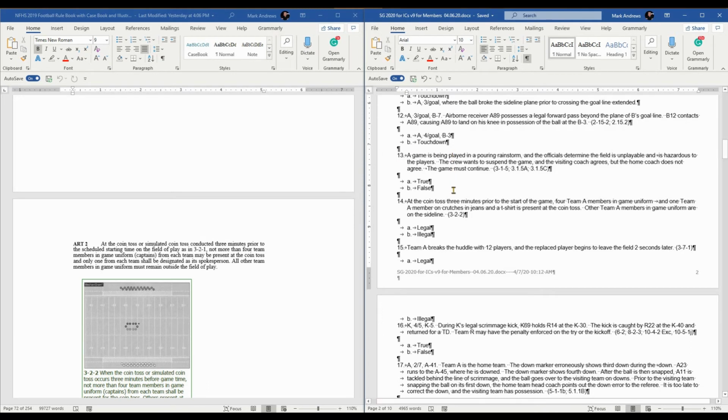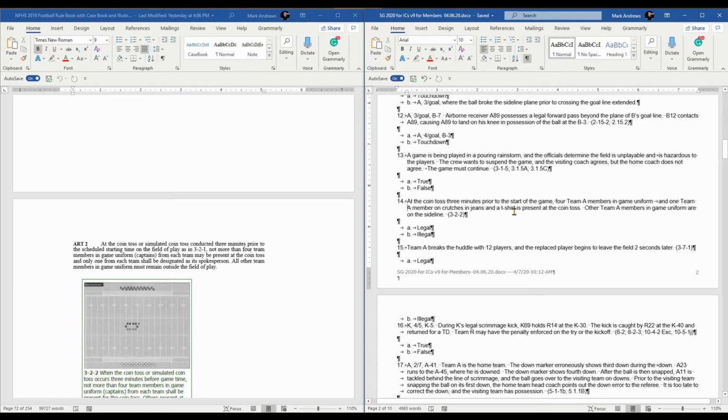All right, question number 14. At the coin toss, 3 minutes prior to the start of the game, 4 Team A members in game uniform and 1 Team A member on crutches in jeans and a t-shirt are present at the coin toss. Other Team A members in game uniform are on the sideline.